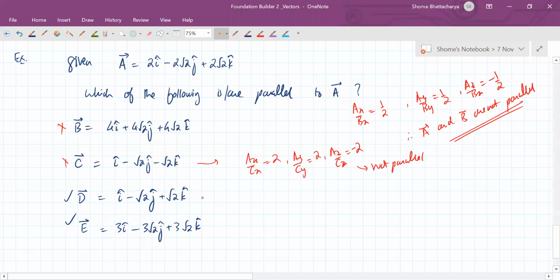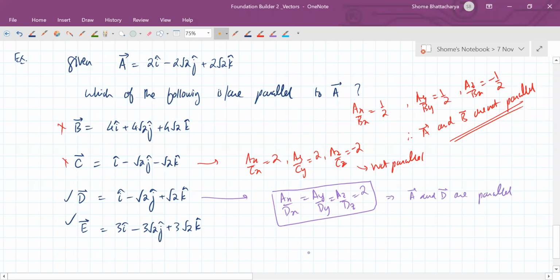But if we check this one out, you can see that AX upon DX is equal to AY upon DY is equal to AZ upon DZ. All three are equal. It doesn't matter what they are equal to. Just these three should be equal. But in this case, you can see they are equal to 2. So this means that A and D are parallel. Okay. And same for this.